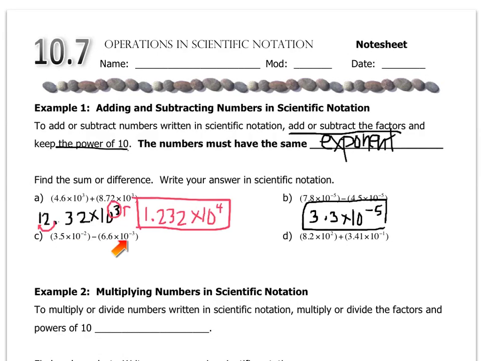Right, if you notice in letter C, the exponents are not the same. So this is what you have to do. You have to make one of them turn into the other. Now, it doesn't matter who turns into whom, but you just have to do it.